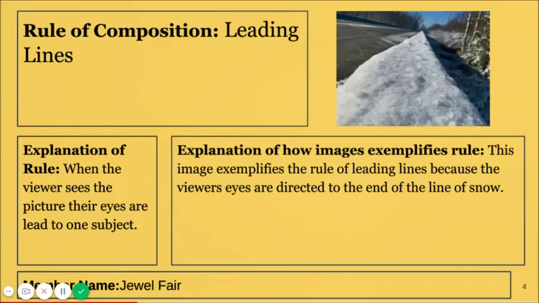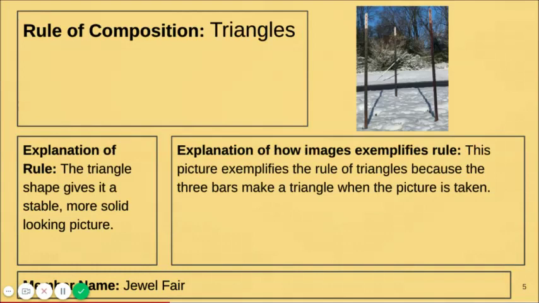The rule of leading lines is when the viewer sees the picture, their eyes are led to one subject. This image identifies the rule of leading lines because the viewer's eyes are directed to the end of the line of sight. Rule of triangles. The triangle shape gives a stable, more solid looking picture. The picture exemplifies the rule of triangles because the three lines form a triangle when the picture is taken.